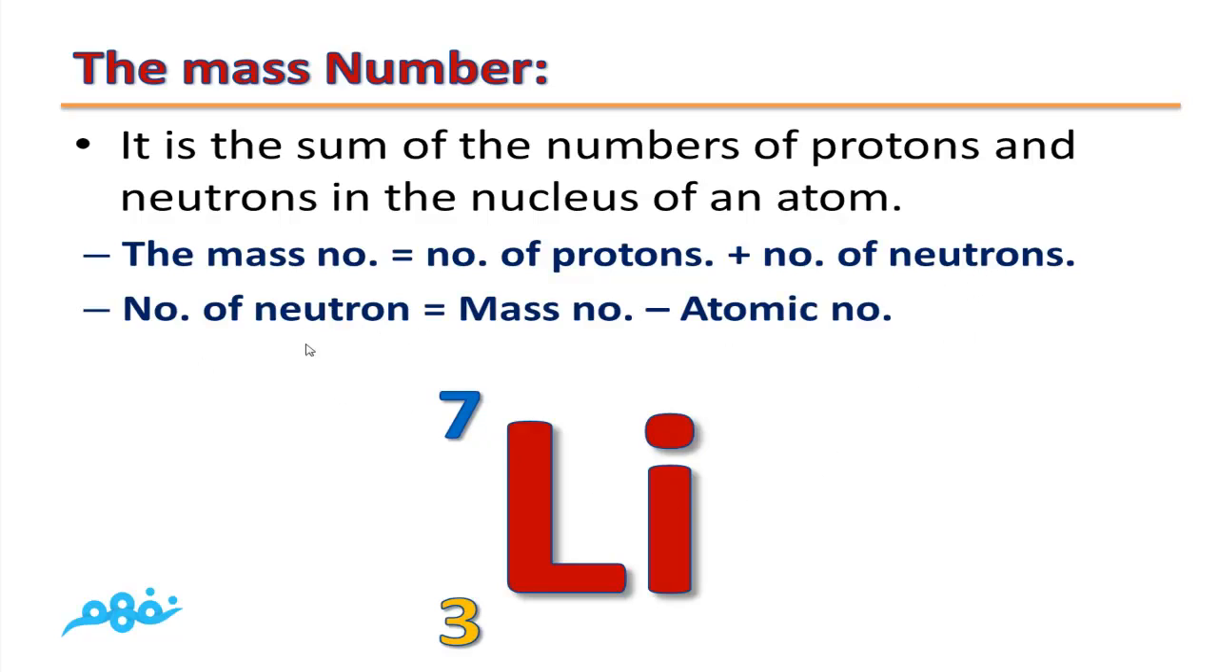And the number of neutrons equals mass number minus atomic number. So lithium contains 4 neutrons and 3 protons. 3 protons plus 4 neutrons equals 7, which is equal to the mass number.